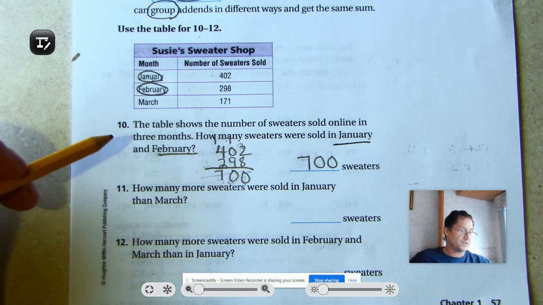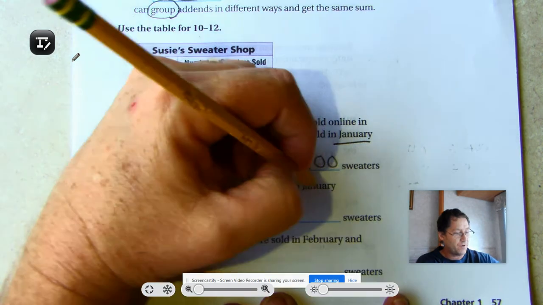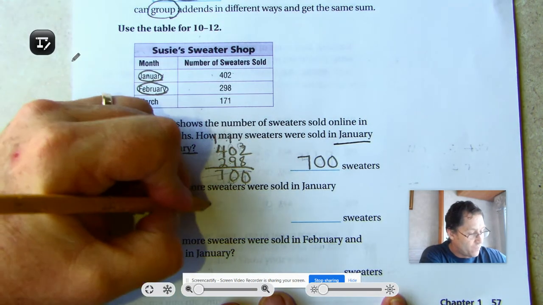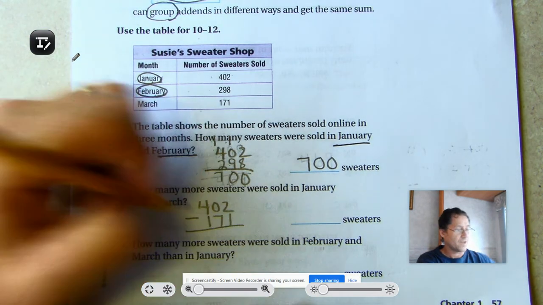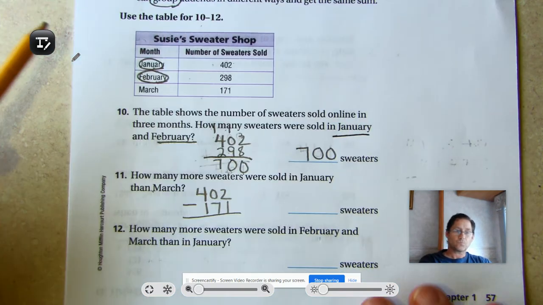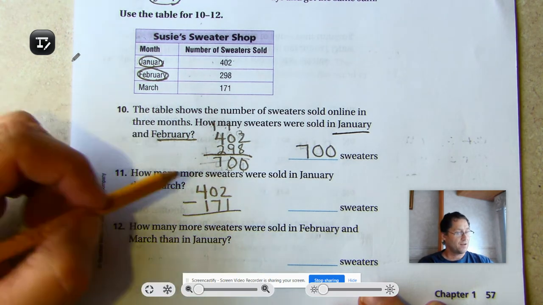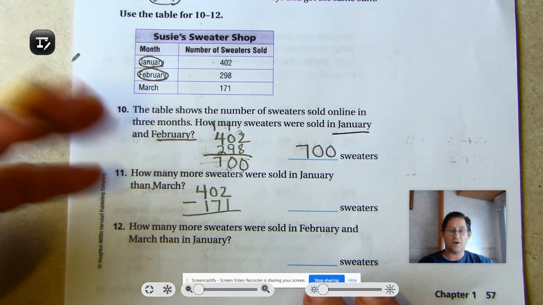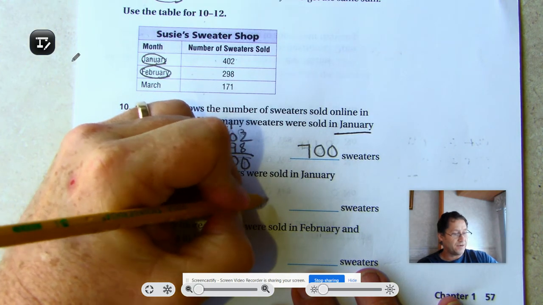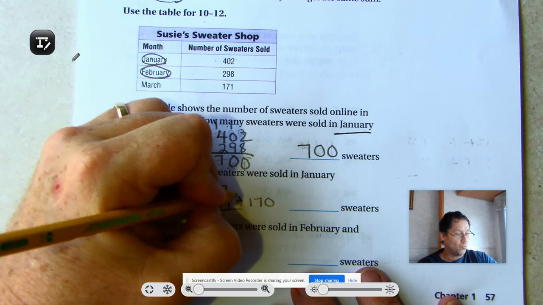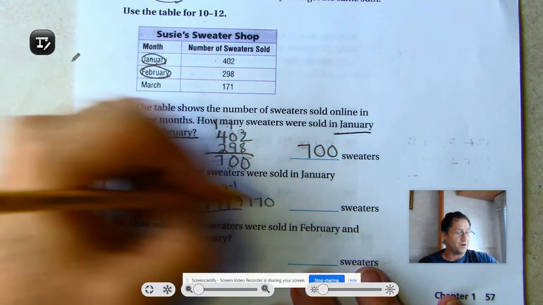How many more sweaters were sold in January than March? So January 402, March 171. Okay. So we can use any of our strategies for subtracting. For this problem, I'm going to use friendly numbers. I'm going to change 171 to 170 by subtracting 1. That means I also have to subtract 1 from 402.